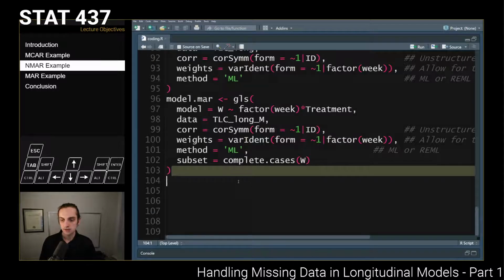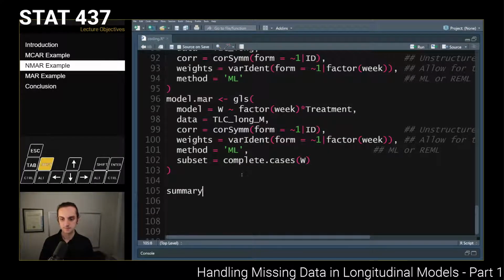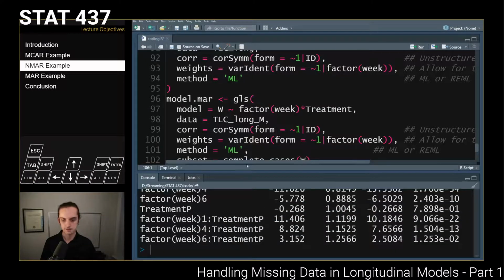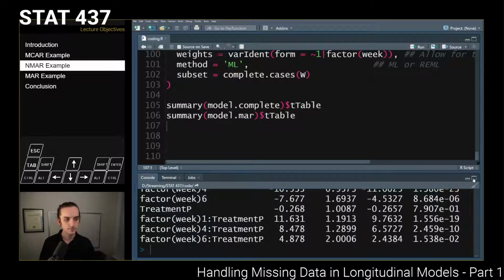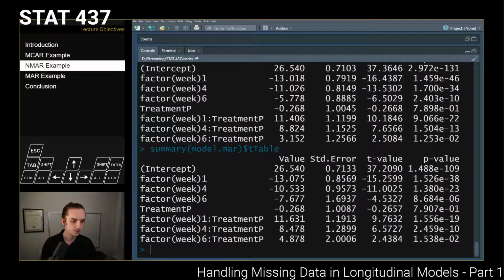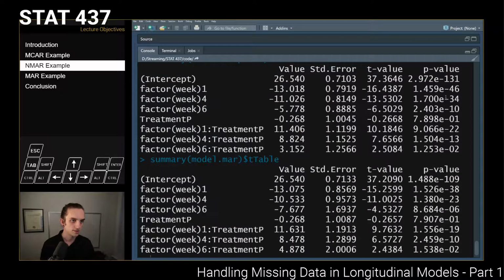And so we could take a look and say a summary of the model complete, and I believe that we should be able to call the t-table on this. Yep. And then we could do a summary of the model MAR, and we could call the t-table on this. And we should see, if we do a quick inspection here, that we get relatively similar values, okay?